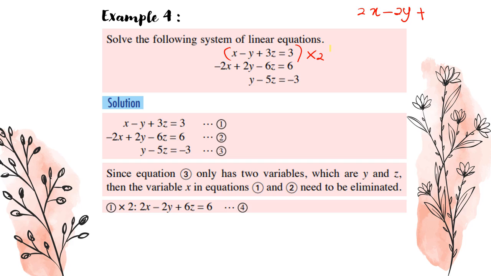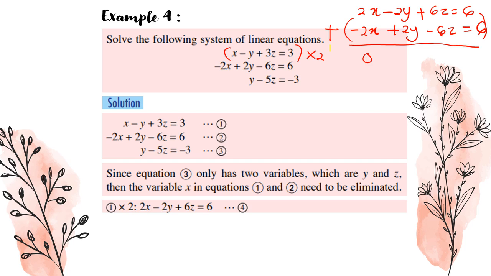plus 6z is equal to 6. And then this one is negative 2x plus 2y minus 6z is equal to 6. If you want to eliminate, you cannot use subtraction. If you subtract, it becomes 4x, so it does not eliminate, so you have to use the operation plus. If you add these, negative 2 plus 2 becomes 0, 6 plus negative 6 becomes 0, equal to 12.